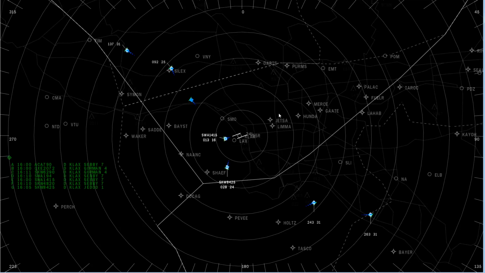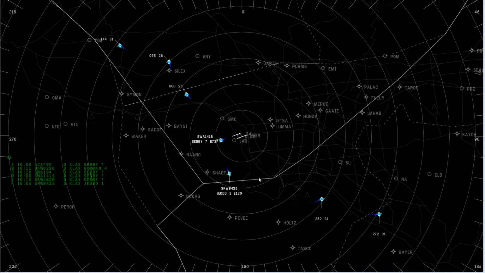Horizon Air 2072, contact center on 134.2. Contact center on 134.2 Horizon Air 2072. Southwest 1415, radar contact. Southwest 1415, climb and maintain 13,000. Climb and maintain 13,000 Southwest 1415.